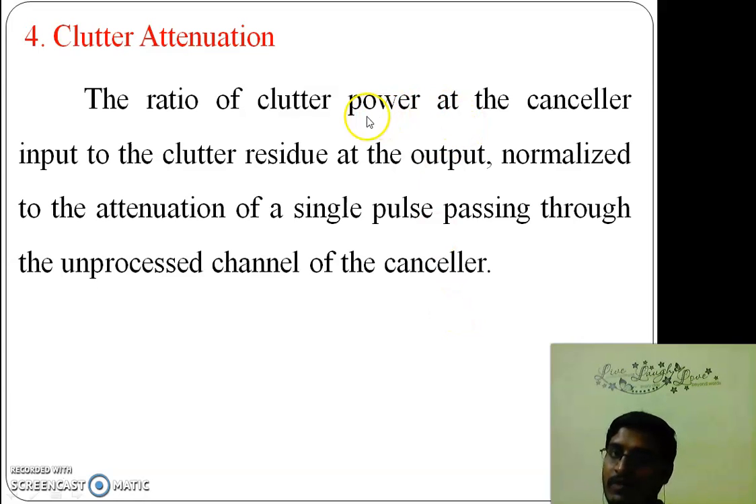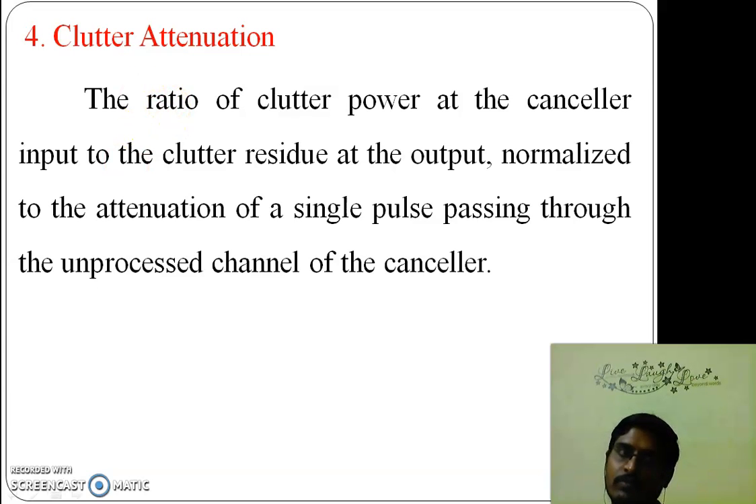This is the ratio of clutter power at the canceller input. Before passing to the delay line canceller, what is the clutter power? After passing the clutter through the canceller, a part of it is eliminated. The remaining part is called clutter residue at the output.